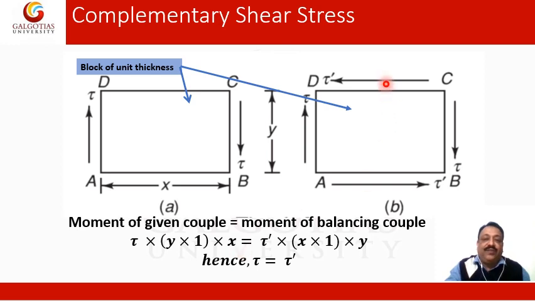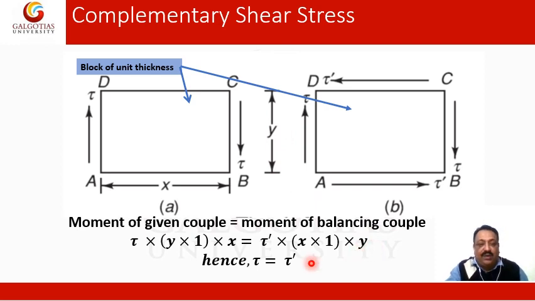Same way we can look at the tau dash plane. So tau dash, what is the length of CD plane? CD plane length is x, and perpendicular depth would be 1. So the force would be tau dash into x into 1. And how much is the distance between these two? The distance between top plane and bottom plane is y. So multiply it by y.